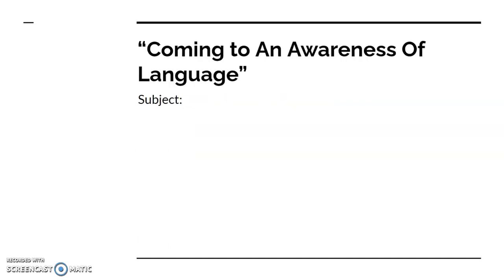So the subject of coming to an awareness of language is obviously Malcolm X's journey into becoming literate in the traditional sense. So the subject would be gaining literacy, how he gained literacy. The occasion of writing, in this case, would be as part of his biography. I don't think there was a specific historical event that made him write this, but he seems to have written it as a response to, maybe, people wanting to know about his life or people questioning his credibility.